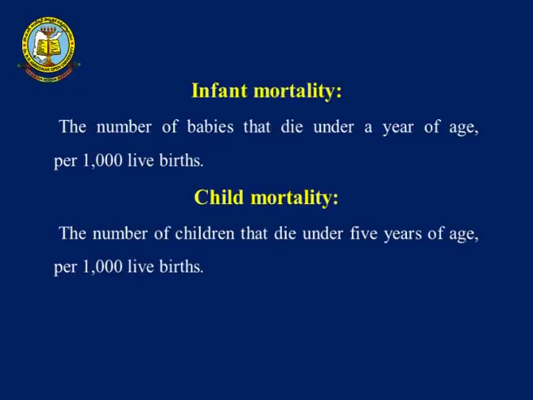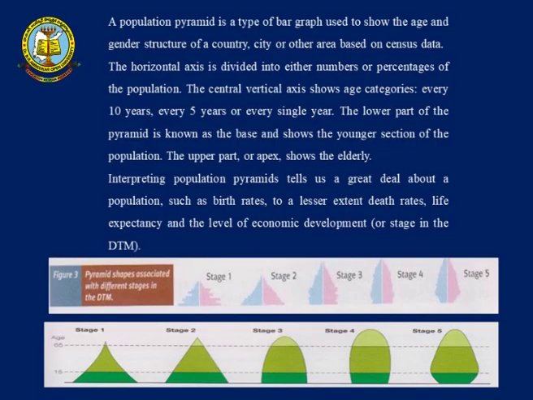Now, what is infant mortality? The number of babies that die under a year of age per 1000 live births. And what is child mortality? The number of children that die under 5 years of age per 1000 live births. These are a few of the most important factors which you should understand before understanding the demographic transition theory. So these are the 5 stages which I elaborated during this discussion.